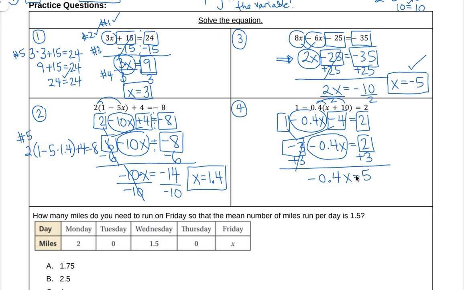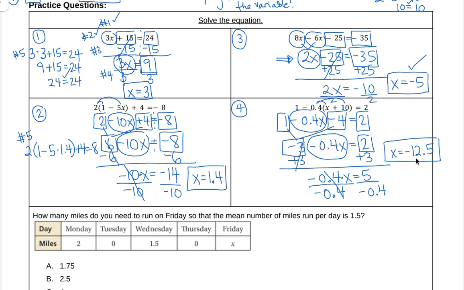Then I'm going to go in and do my final step, okay? And I'm going to unlock this multiplication by doing the inverse, which is dividing, and I'm going to divide by negative 0.4, and I'm going to get x equals negative 12.5. And again, decimals are totally okay.